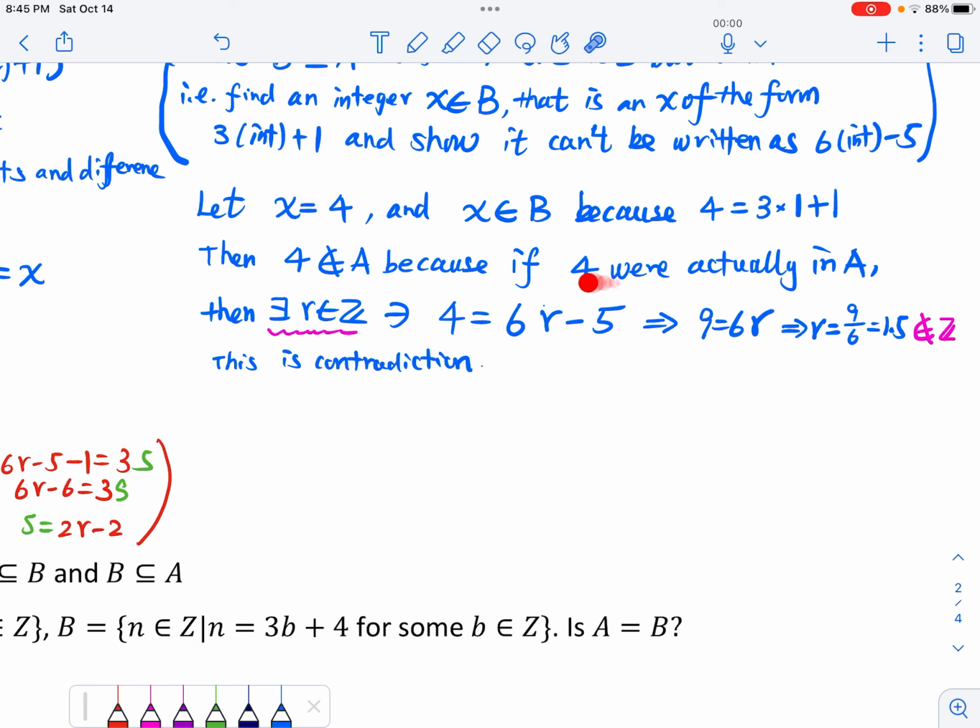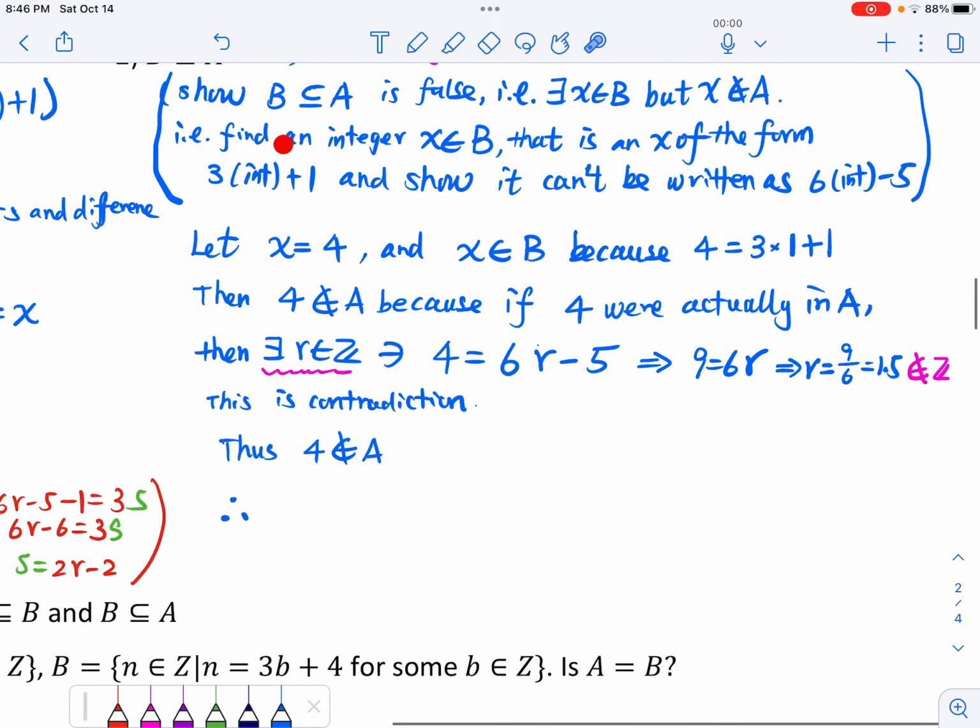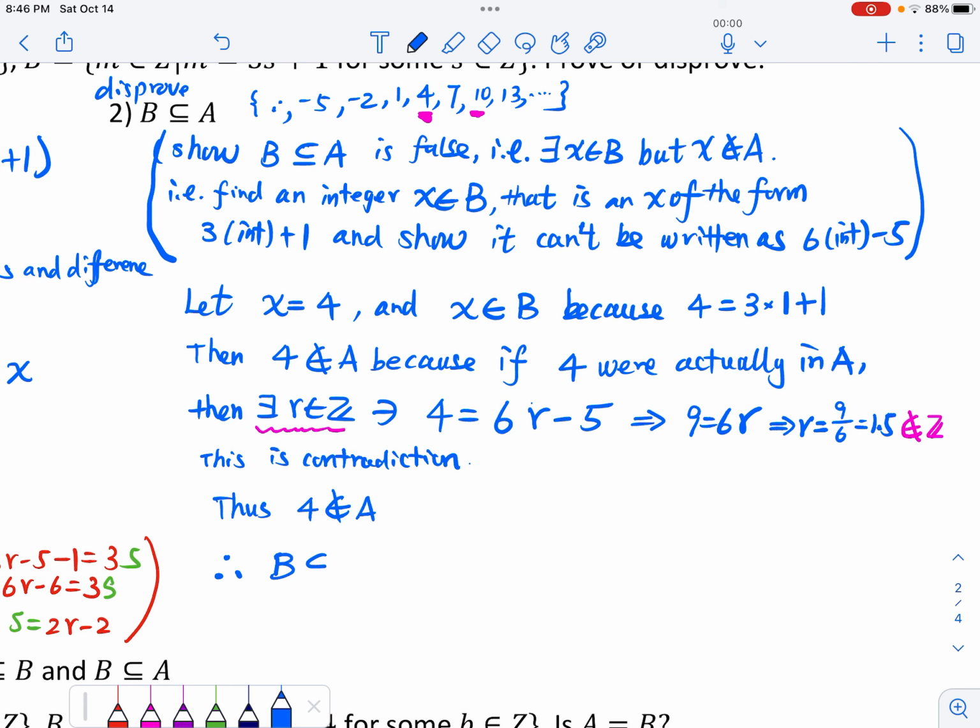So therefore, this cannot be true. 4 were actually in A. This will never be true. So thus 4 cannot be in A. Okay. So therefore we just found one integer so that it is in B but not in A, right? We found this integer, it's in B but it's not in A. Therefore B is not a subset of A.